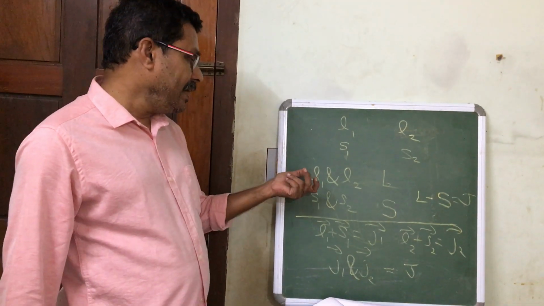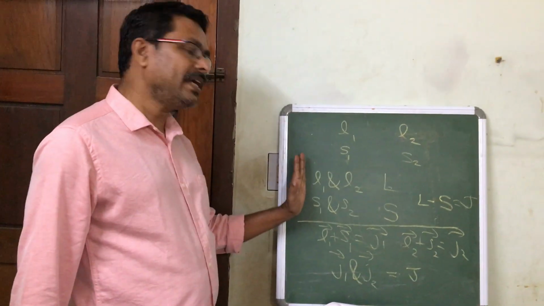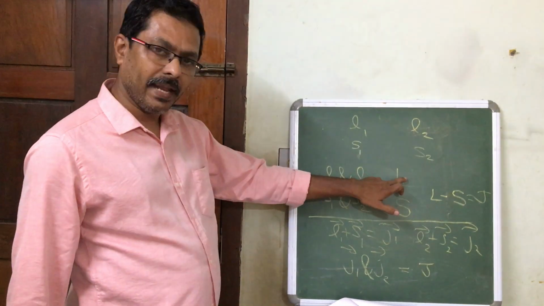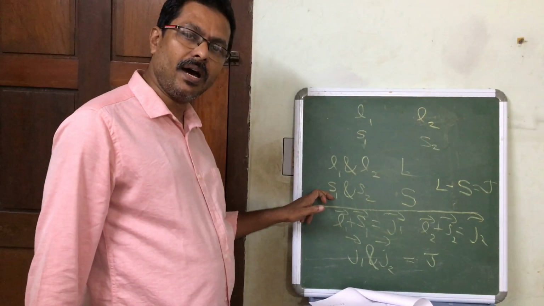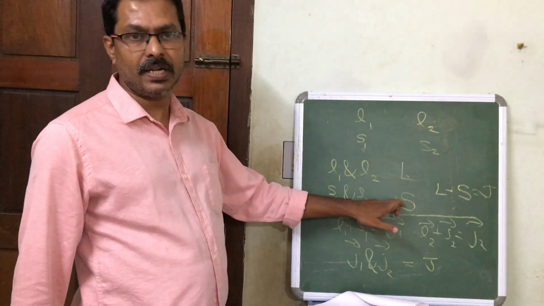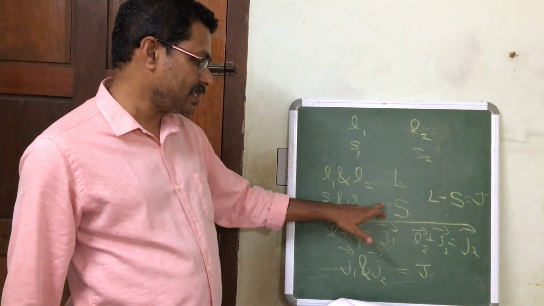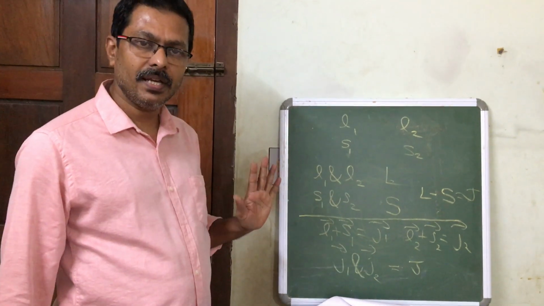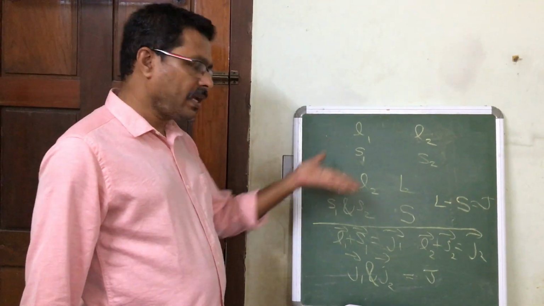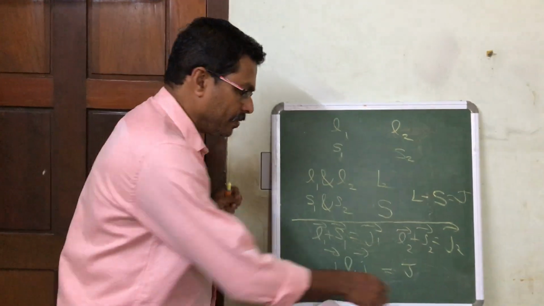That means the individual J vectors are coupling together to form a given J value. And in LS coupling, individual L vectors are combining to get an L, and similarly S vectors are combining to get the resultant S. That is why this is known as the LS coupling and this as the JJ coupling. So now we can look at them in detail.